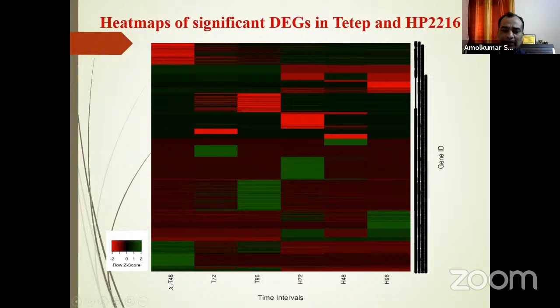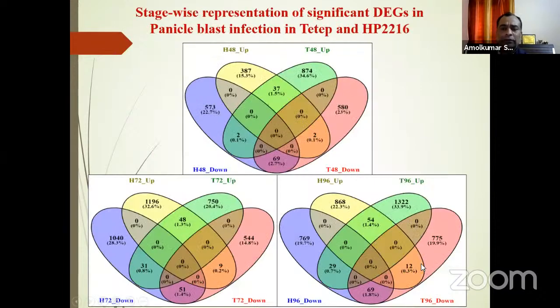So here, when we say T48, it means TETEP 48, these are differentially expressed genes when subtracted with control. Surprisingly, we observed that genes expressed in the susceptible line and genes expressed in the resistant line, even upregulated and downregulated, are altogether different. There are very few genes which are common. At 48 hours, only 37 genes are commonly upregulated in HP22 and TETEP, and 69 genes are commonly downregulated. But almost all genes in resistant and susceptible are specific, and this trend is the same at 72 hours and 96 hours.